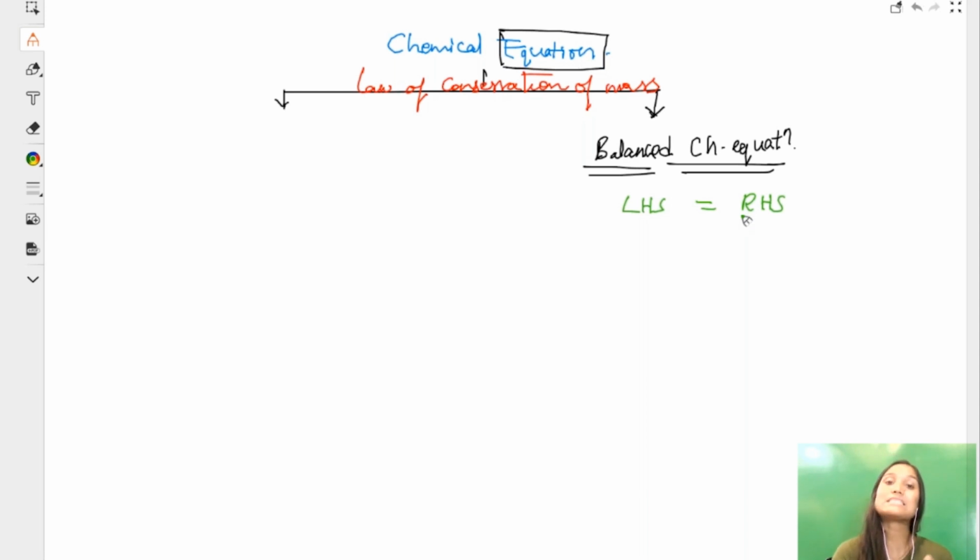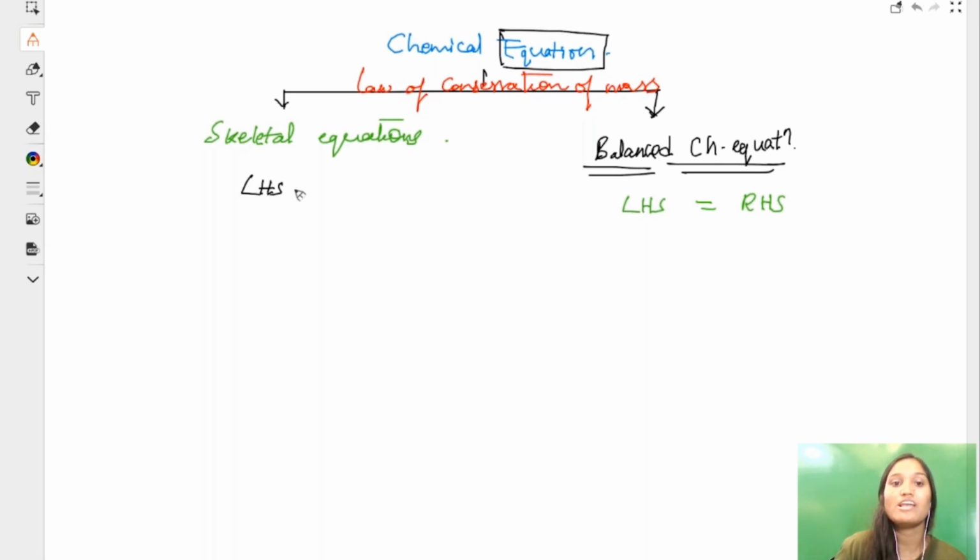But then, there are certain other equations which are not balanced naturally. They exist in raw form. They don't obey any laws of nature. And such equations are called skeletal equations. We call them skeletal equations. But then what are skeletal equations? In practical terms or in easy words, skeletal equations are the ones in which the left hand side contents are never equal to the right hand side contents.